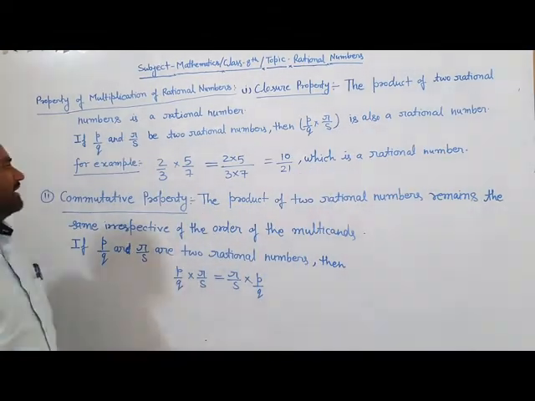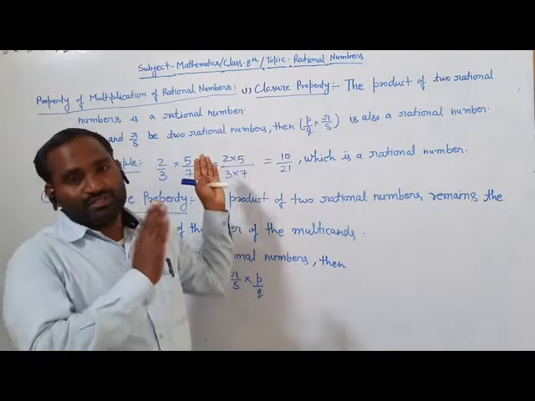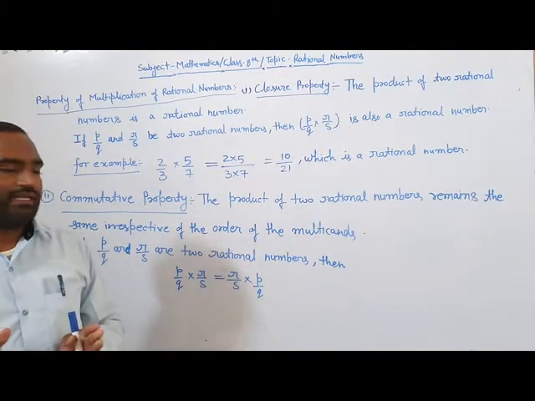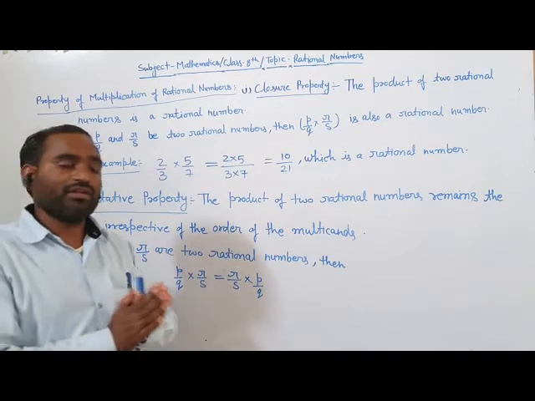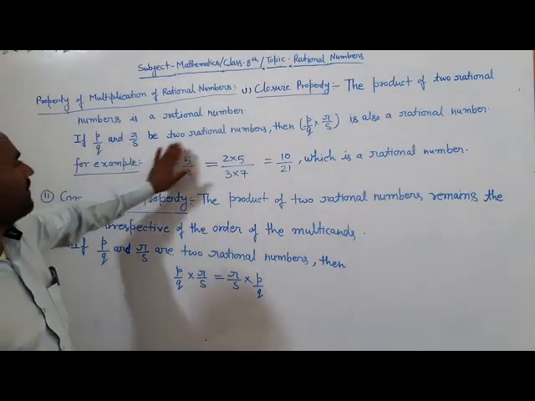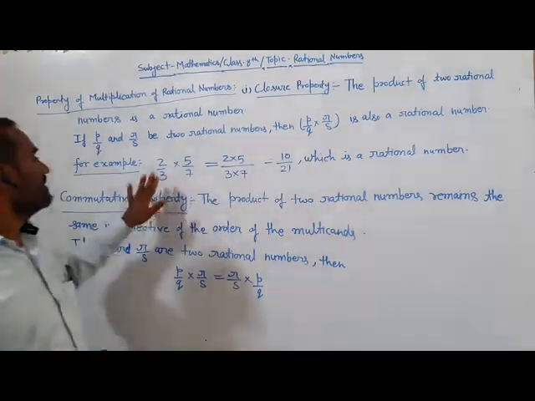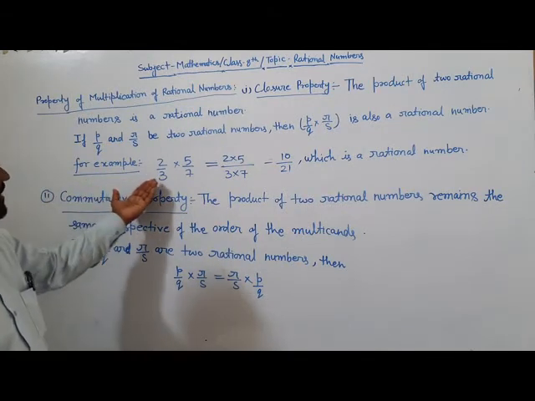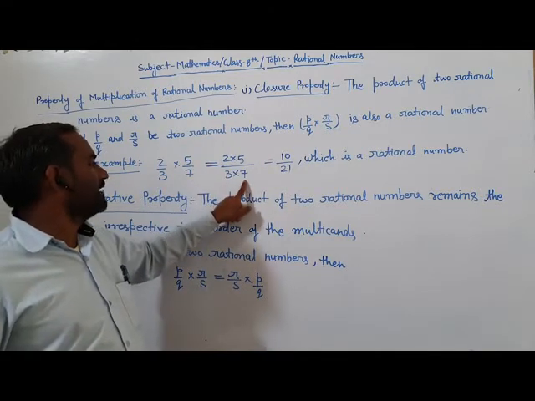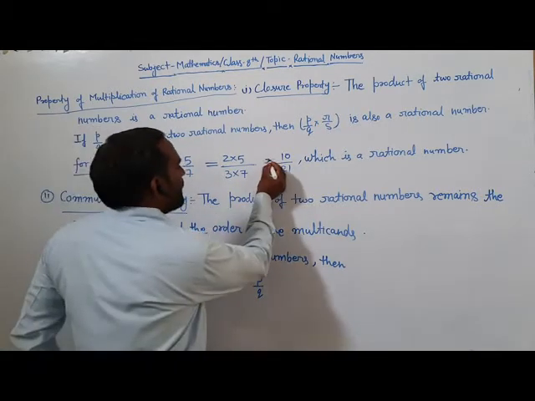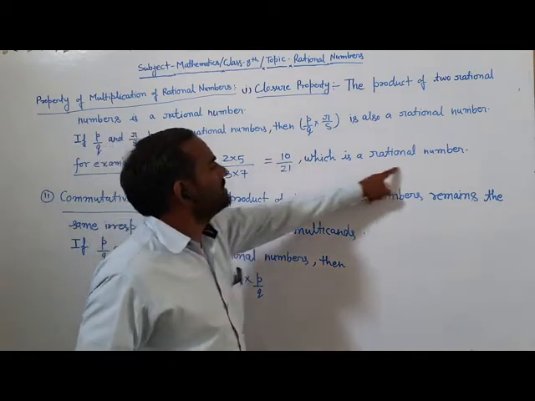Just like the closure property of addition, as we have studied, that the sum of two rational numbers is a rational number, in the same way the product of two rational numbers is a rational number. Here, for example, it is clear. 2 by 3 into 5 by 7 is equal to 2 into 5 divided by 3 into 7, which is equal to 10 by 21. 10 by 21 is a rational number.